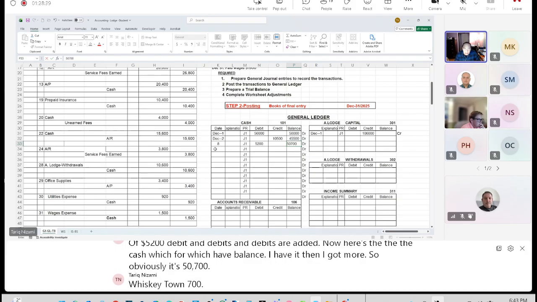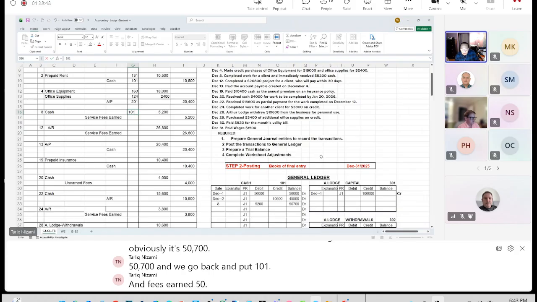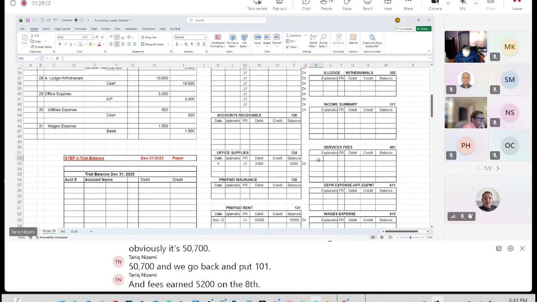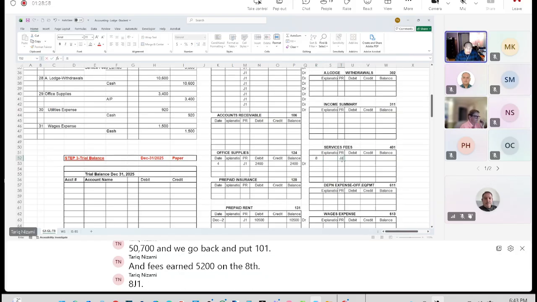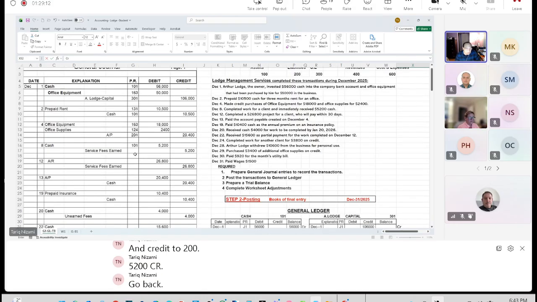$50,700, and we go back and put 101, and fees earned 5,200 on the 8th. J1, and credit 5,200. 5,200 CR. Go back and put 401.